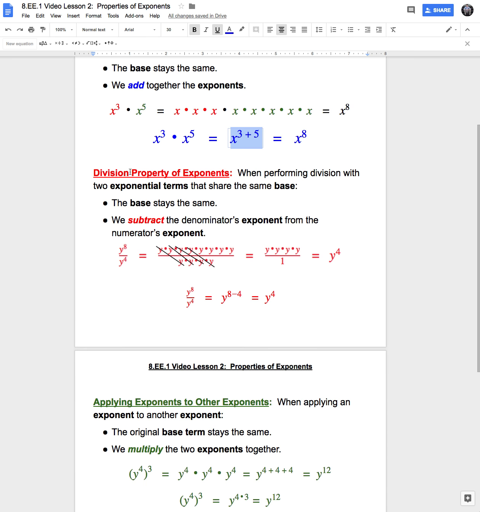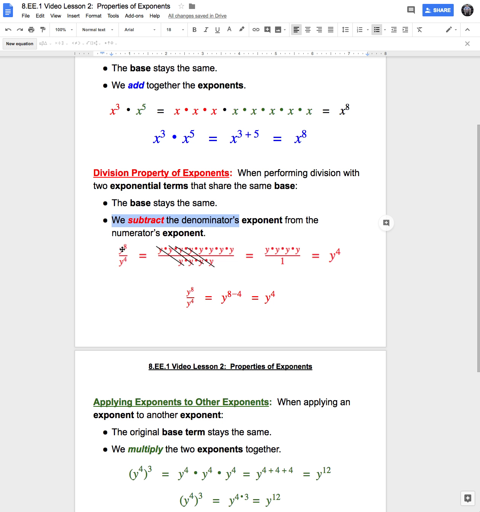Our second property for exponents deals with division. That also involves division of two exponential terms that share the same base term. In this situation, the base term will stay the same, and we'll subtract the denominator's exponent from the numerator's exponent.